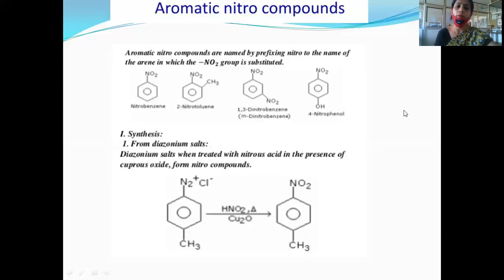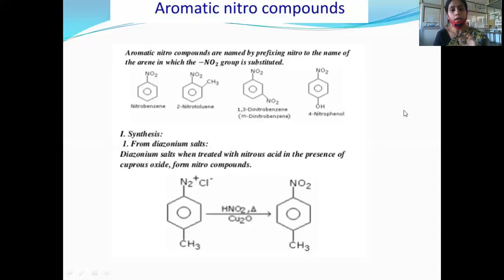Hello students, today we will take up the second part of the nitro compounds, which is aromatic nitro compounds. So let us start with the presentation. So what are aromatic nitro compounds? Nitro compounds, that means they have NO2 functional group attached to a benzene ring.